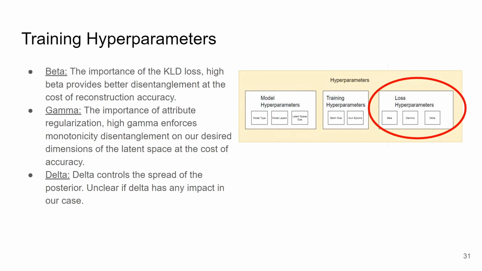And then finally, delta is the spread of the posterior. We found that as long as delta isn't too low or crazy, it's not that big of a deal. It doesn't really affect our case.